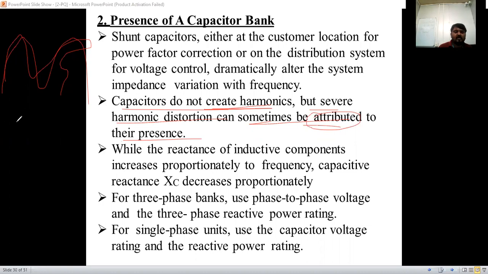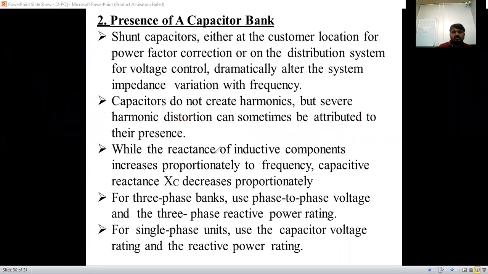the frequency. Then what will happen? If XL is increasing, then XC will start to decrease. XC is nothing but the capacitive reactance. While the reactance of the inductive component increases proportionally to the frequency, the capacitive reactance, called XC, decreases proportionally.